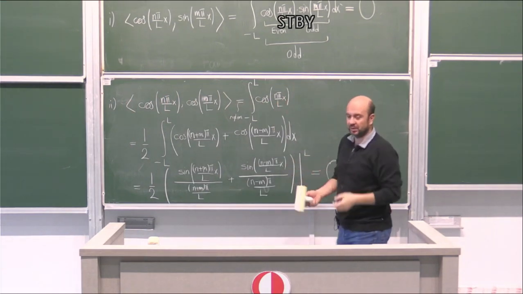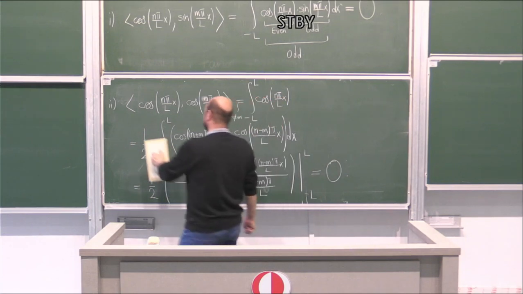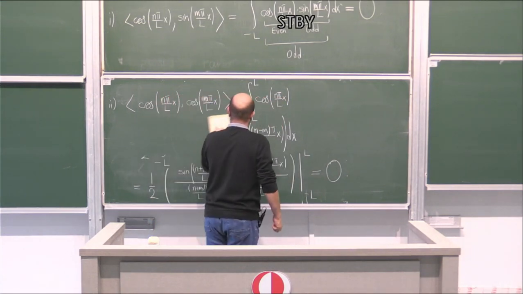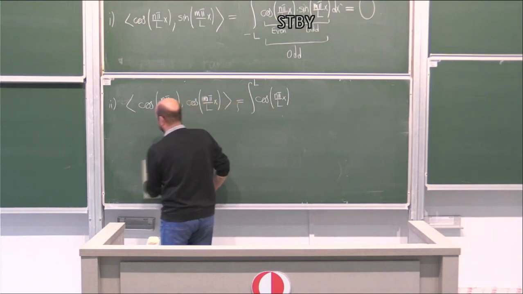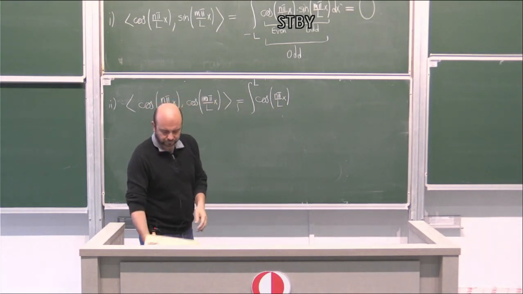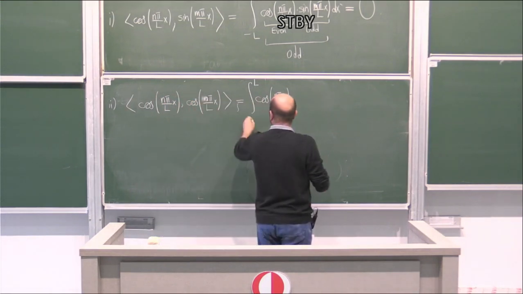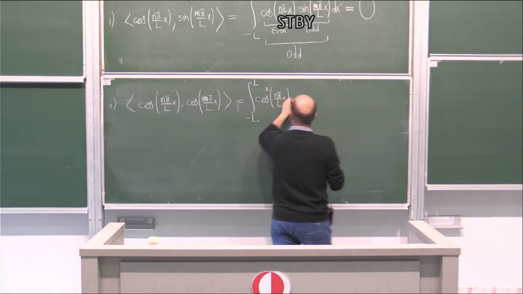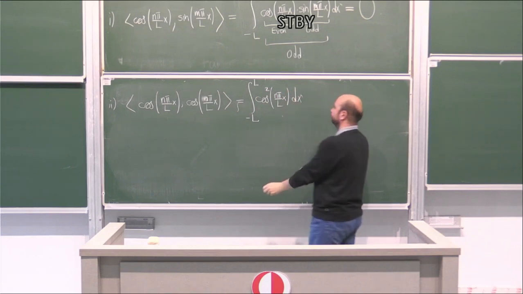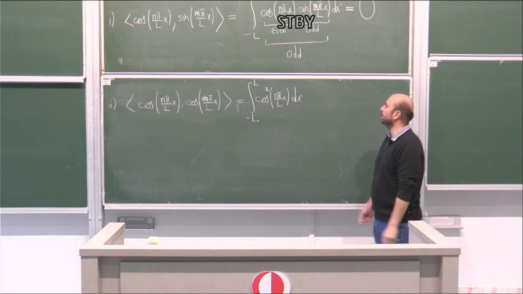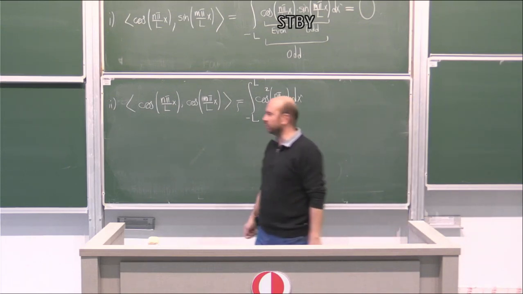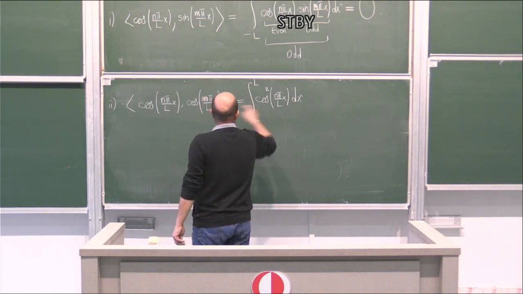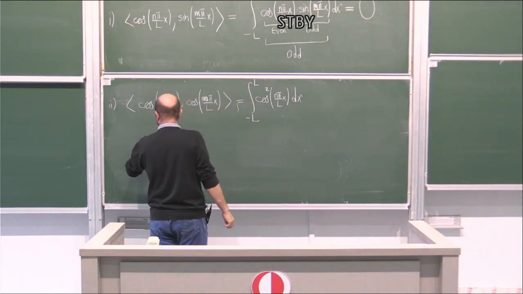This is the good part about using the board. Okay, so then we have this. Now, from minus L to L, cosine square. So we will use the double angle formula. So what are we going to get here? We will get the following.